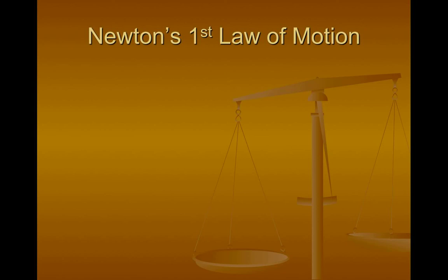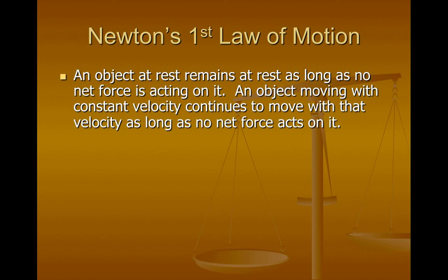Now we get to Newton's first law of motion. Newton's laws of motion are critical to understand the basic concepts of physics. Isaac Newton, of course, we've talked about him before, was a famous physicist who came up with 3 simple laws that explain all motion we observe in our everyday world. And his first law states simply this: an object at rest remains at rest as long as no net force is acting on it. An object moving with constant velocity continues to move with that velocity as long as no net force acts on it. So basically this law is talking about things at rest staying at rest, and things that are moving wanting to keep moving.